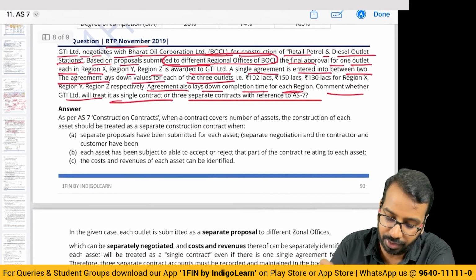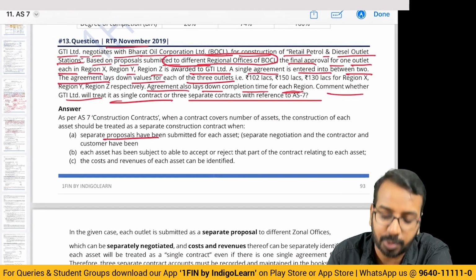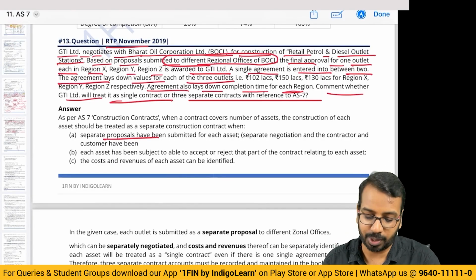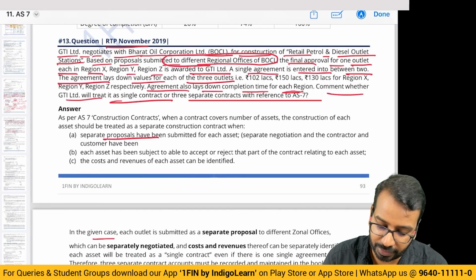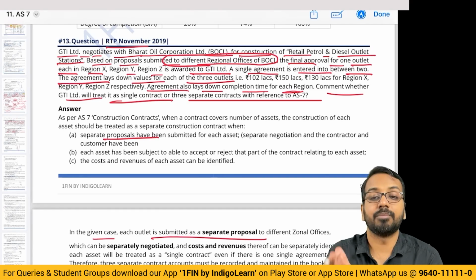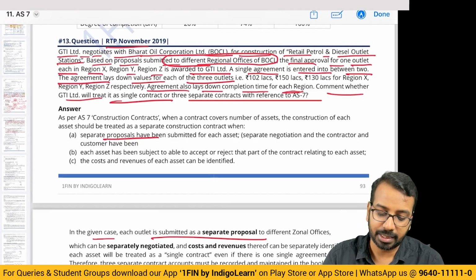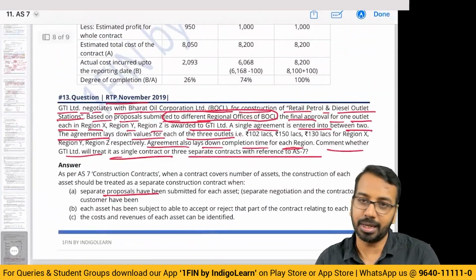Now again, when should we treat it as separate? When we have given separate proposals. Did we give separate proposals? Yes. To each of the regions we have given separate proposals. So we have given them separately, negotiated separately, and approval is given separately. So they have to be applied separately. They have to be considered as separate contracts.